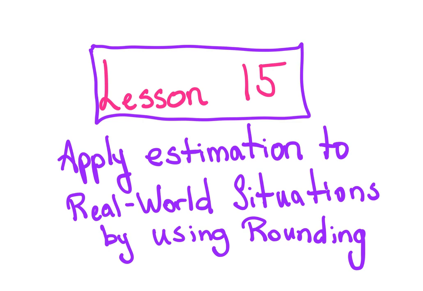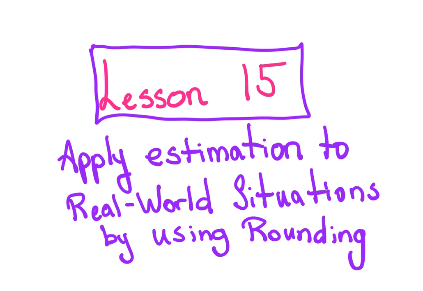Okay, tonight we're going to do lesson 15, apply estimation to real-world situations by using rounding. Now this one is going to be a little tricky because we're going to be breaking some rules about always looking for that magic number 5 to the right of a number in order to round up. Anything less than 5, we round down. You've always been taught that, and it still holds true, but not in real-world situations.